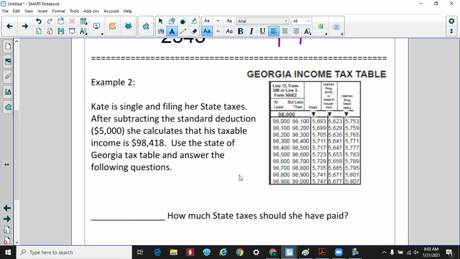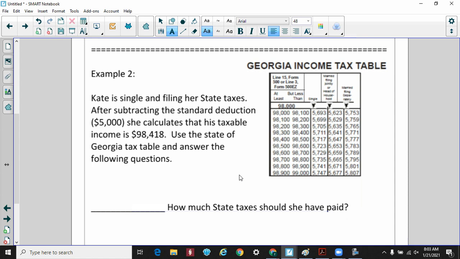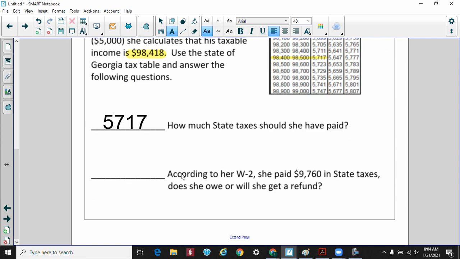Now, example number two. Now we're going to get into what I just said. Kate is single, and she subtracted her deduction, and her income is 98,418. Again, using the tax table, let's see what row that number's between. Oh, there it is right here. It's between 98,400 and 98,500. Remember, we're always going to be single. So the state of Georgia says that Kate should have paid $5,717 to the state of Georgia. Let's keep going. According to her W-2, she paid $9,760.